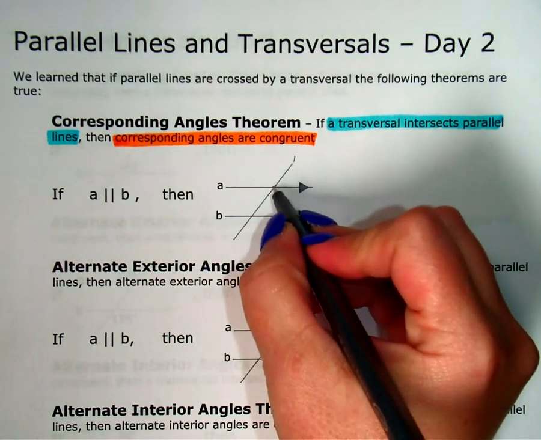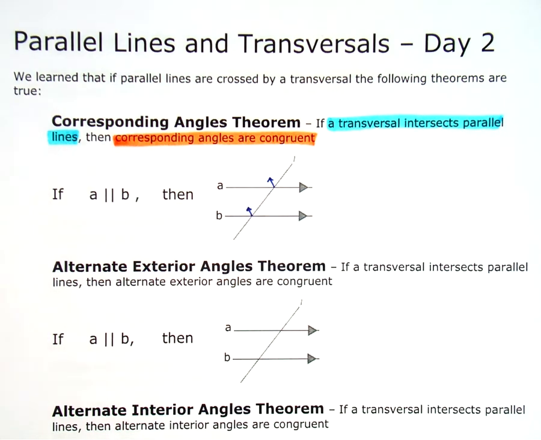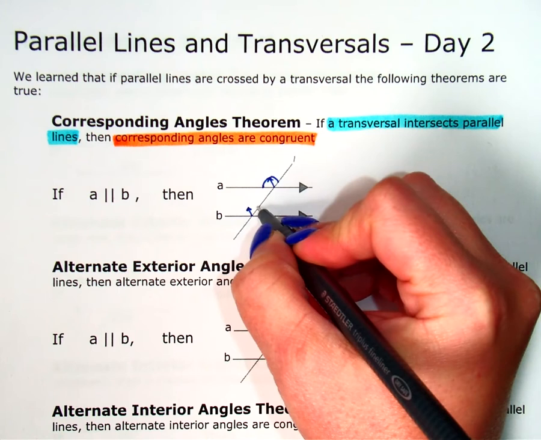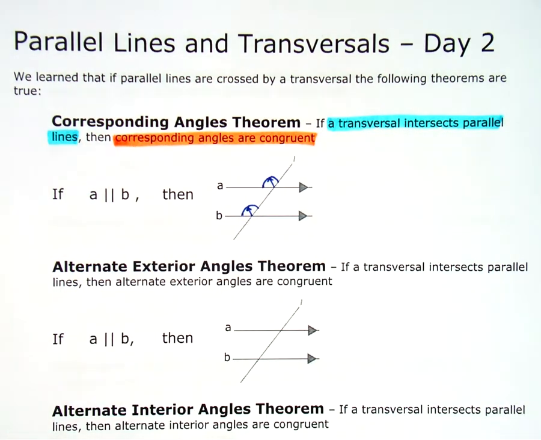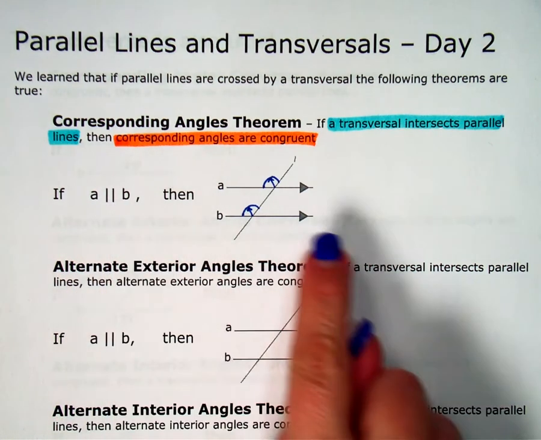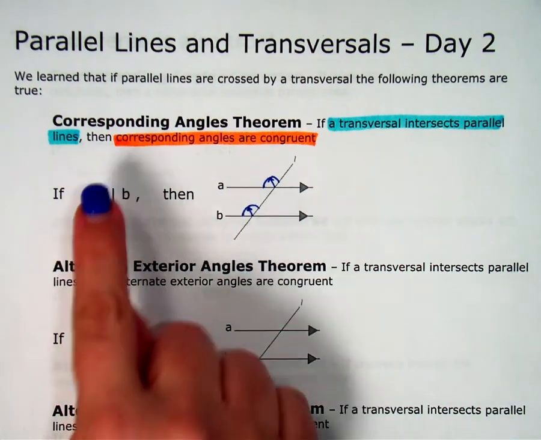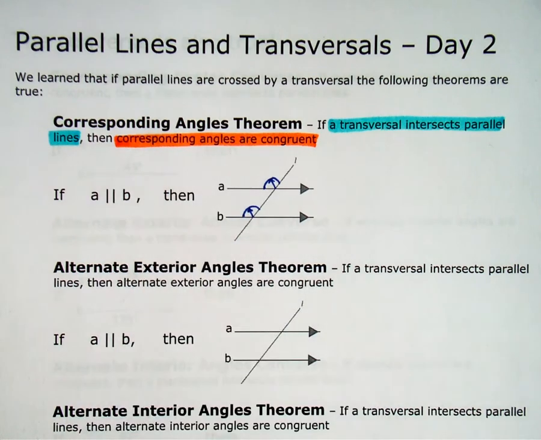Okay, so remember, corresponding means they're in the same position. So I'm going to go up and to the left from each intersection. So these 2 angles are congruent only if line A and line B are parallel. If line A and line B are not parallel, then I can't say this, right? It has to be parallel in order for my corresponding angles to be congruent, okay?